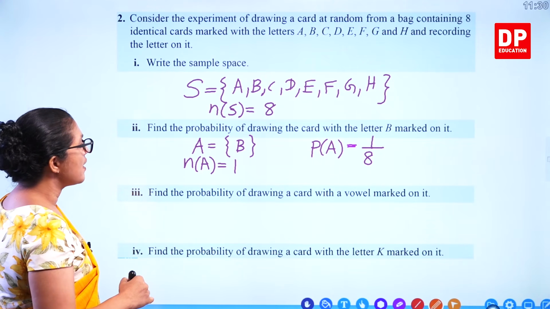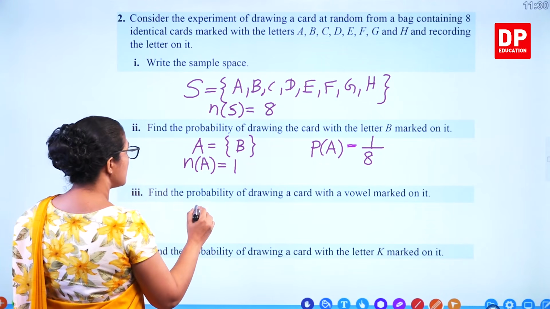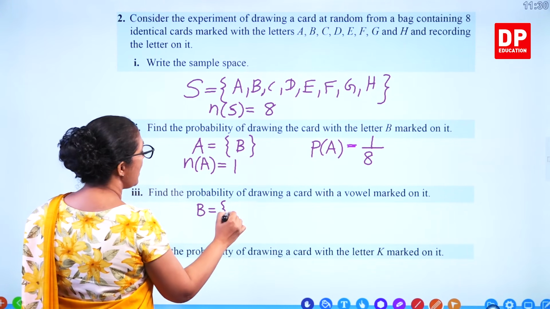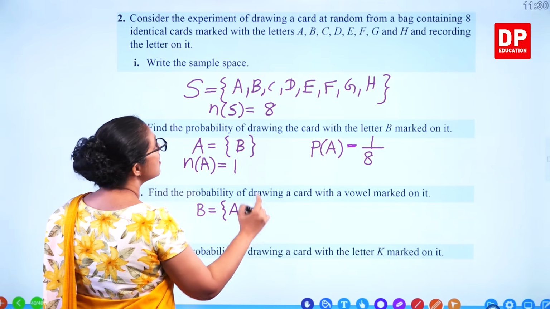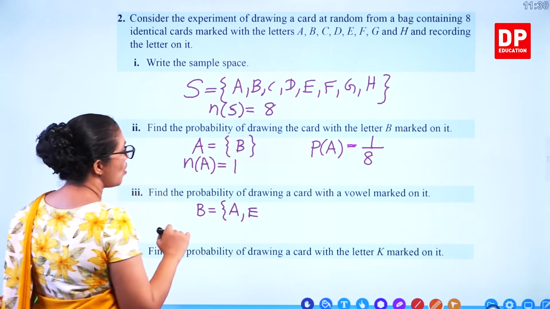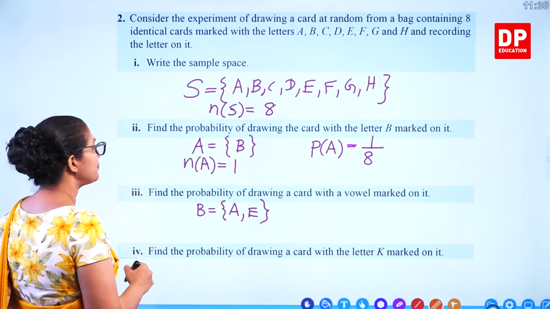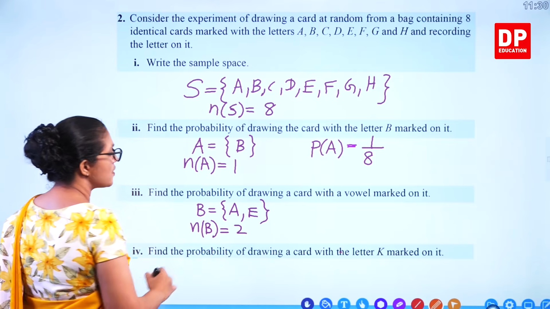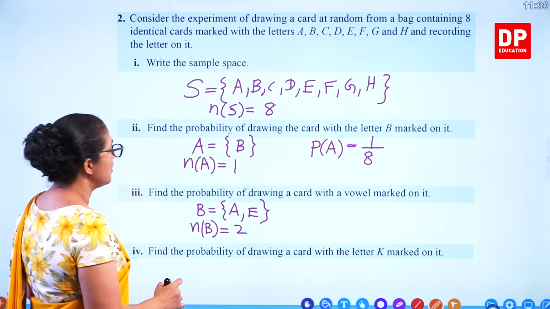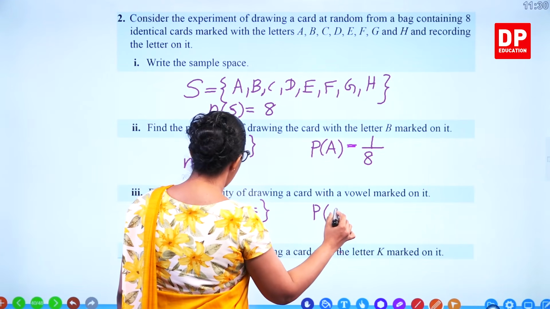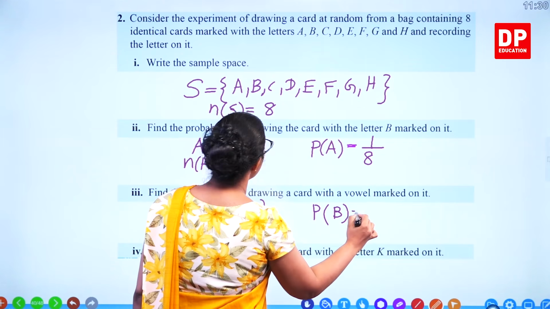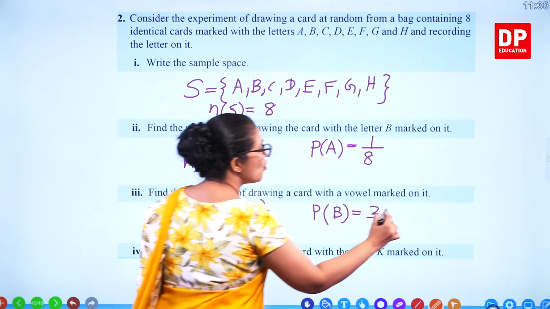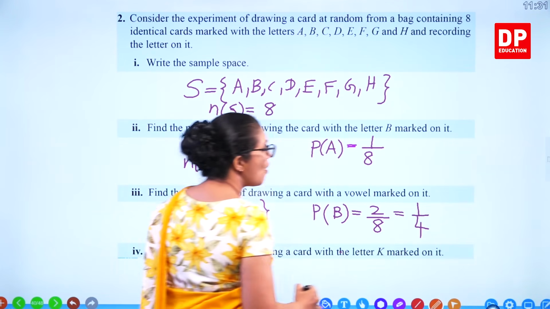Find the probability of drawing a card with a vowel marked on it. So we'll take B as the event of a vowel. What are the vowels? A, E. That's all. 2 vowels are there. So what's the outcome? Here number of elements. That's 2 possibilities out of 8. So what's the probability of getting a vowel? 2 possibilities out of altogether 8. 2 over 8, you can simplify and write 1 over 4.